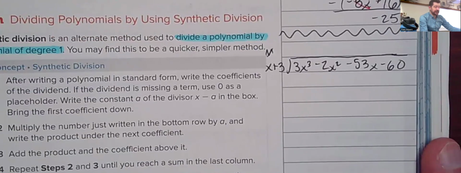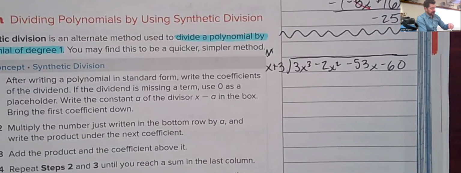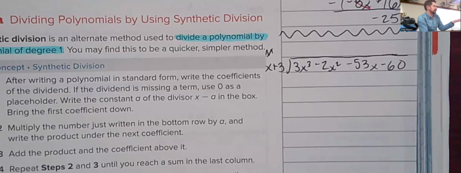And what was our first step in polynomial long division? Yeah, how many times does x go into 3x cubed? Or what do you have to multiply x by to make it equal 3x cubed? It's the same question, just a different way of phrasing it. But what do you get?